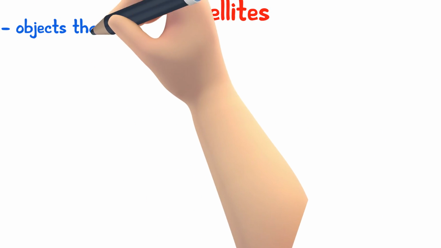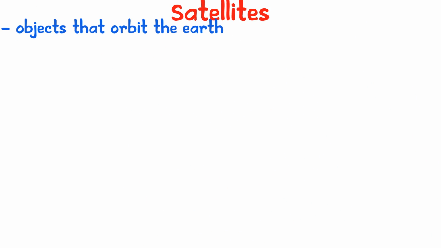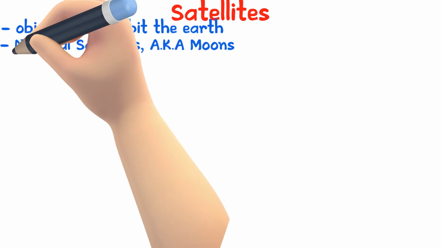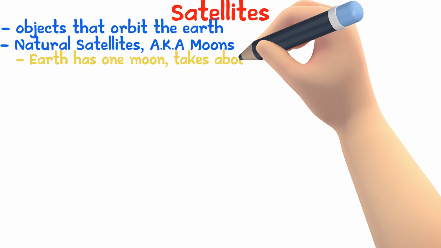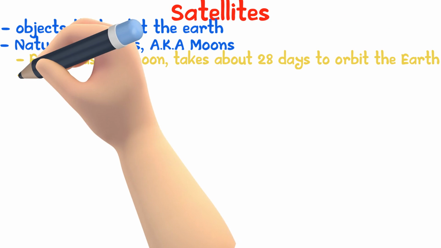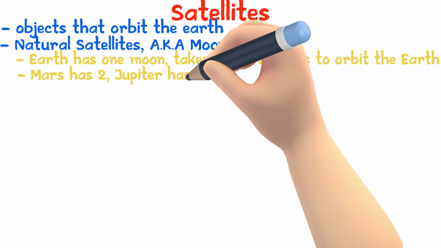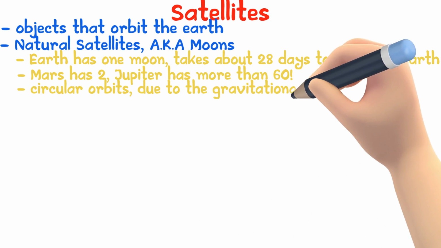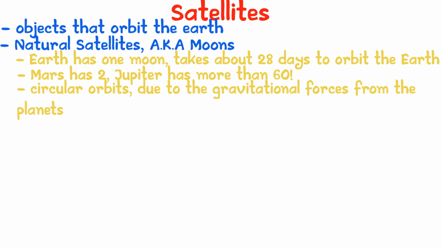Satellites are objects that orbit a planet. There are two types of satellites: natural satellites, also known as moons. Earth has one moon that takes about 28 days to go around the Earth. Many planets have moons. Mars has 2 moons, while Jupiter has more than 60. Moons have circular orbits due to the gravitational forces from the planet.